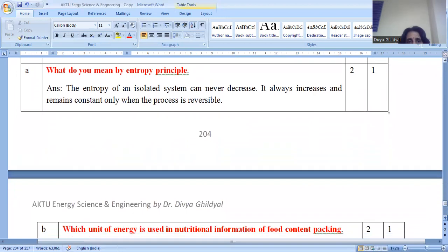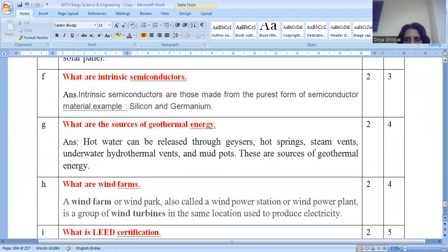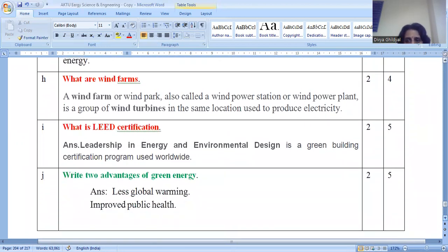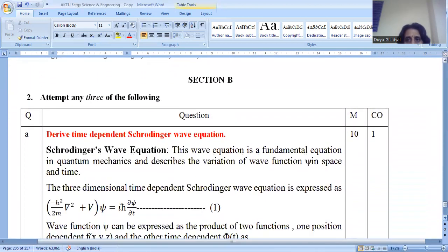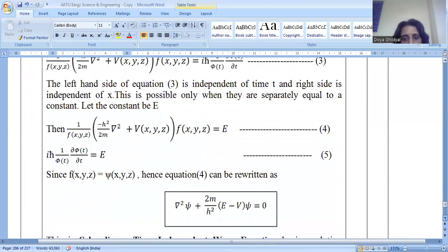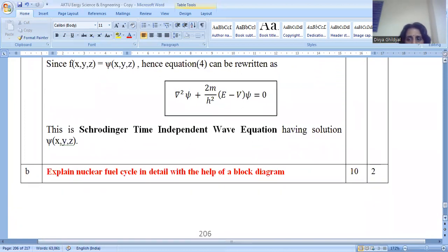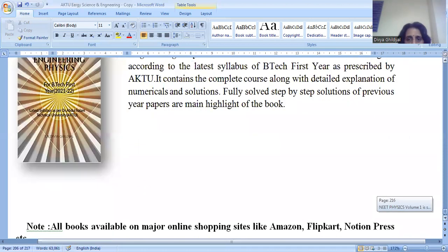Section A is a 2-mark question from all my 5 units. 2 marks have been asked. See, unit 1, unit 2, unit 3, unit 4. Section B consists of 10-mark questions. From every unit, there is 1 question and it is a 10-mark question. Section C again is a 10-mark question, and from every unit, 1 question has been asked.